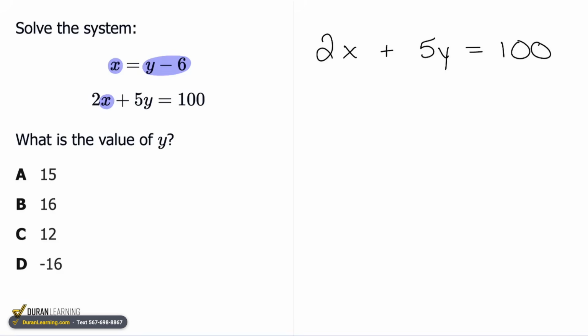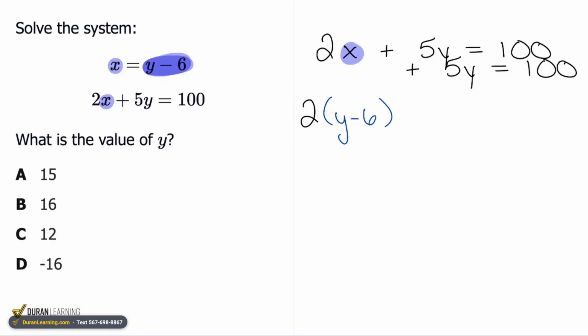And what's going to happen is this x is going to be replaced with y minus 6. So remember to use that parentheses. We have 2 multiplied by y minus 6. And then we'll write the rest of the equation as it was. We have the plus 5y equals 100 that I'll gladly just copy over.